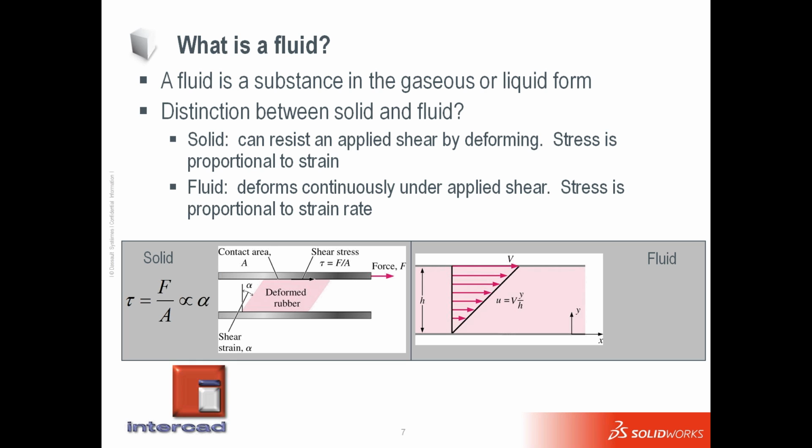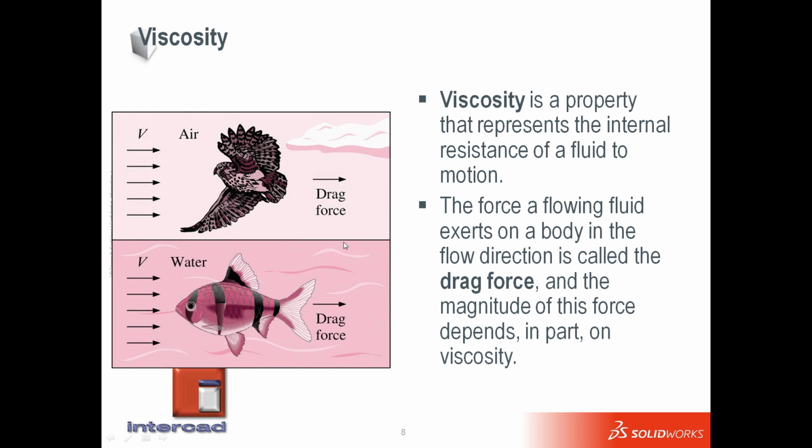So the main difference between solid and fluid is the resistance to the force we apply, and specifically the shear force. However, there would be an internal resistance to the motion, and this property is called viscosity. Viscosity is the property that represents the internal resistance of the fluid to motion.